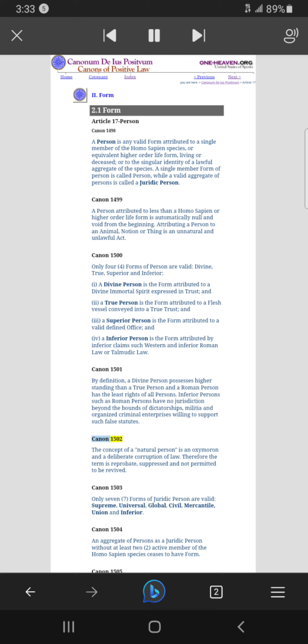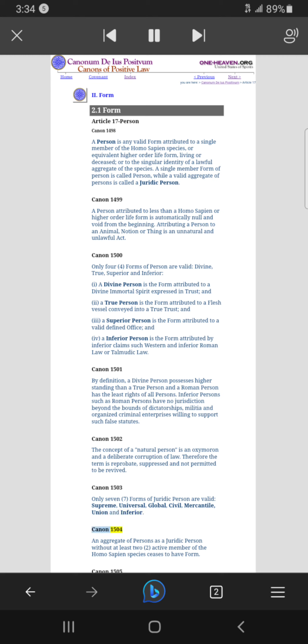Canon 1502. The concept of a natural person is an oxymoron and a deliberate corruption of law. Therefore the term is reprobate, suppressed and not permitted to be revived. Canon 1503. Only seven forms of juridic person are valid: supreme, universal, global, civil, mercantile, union and inferior.